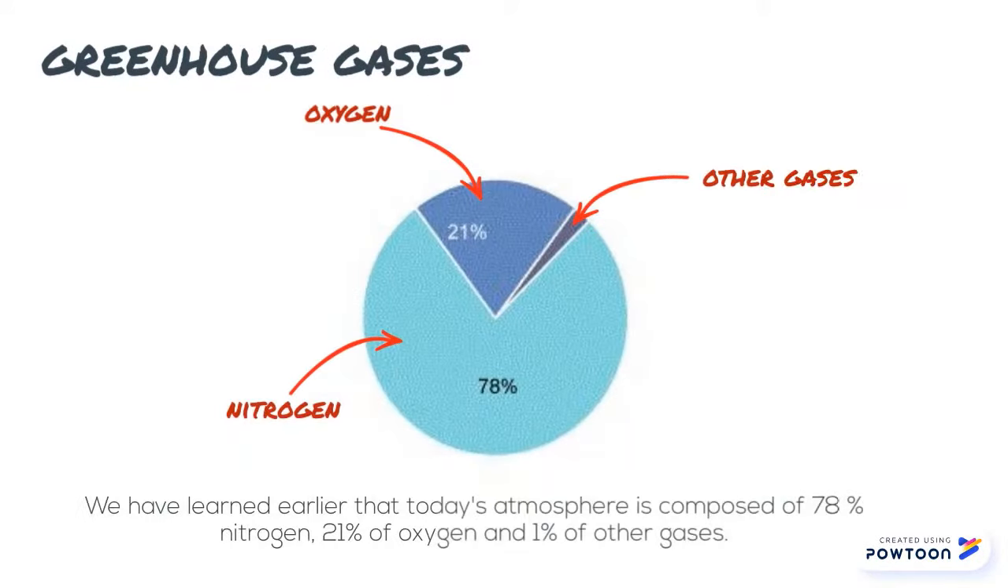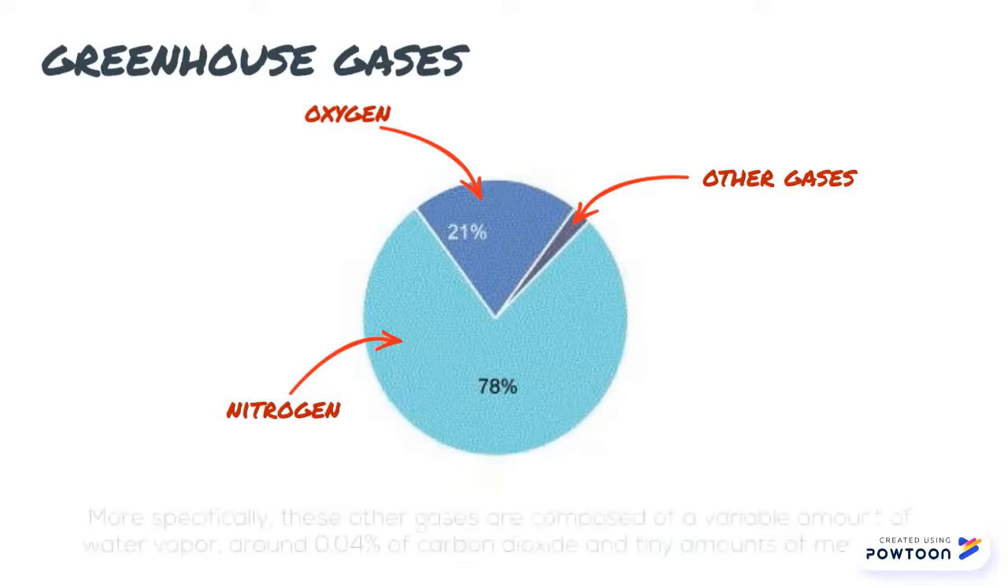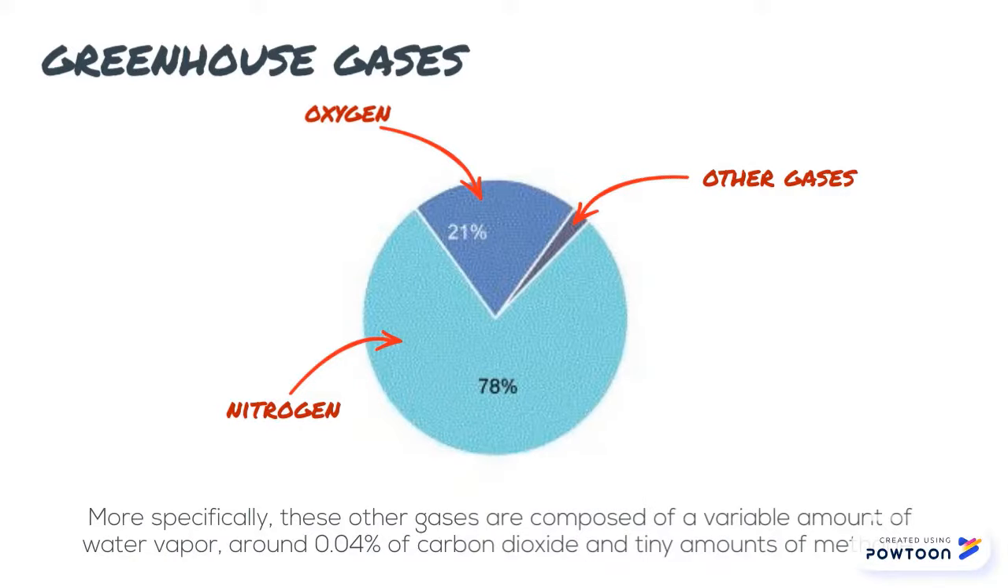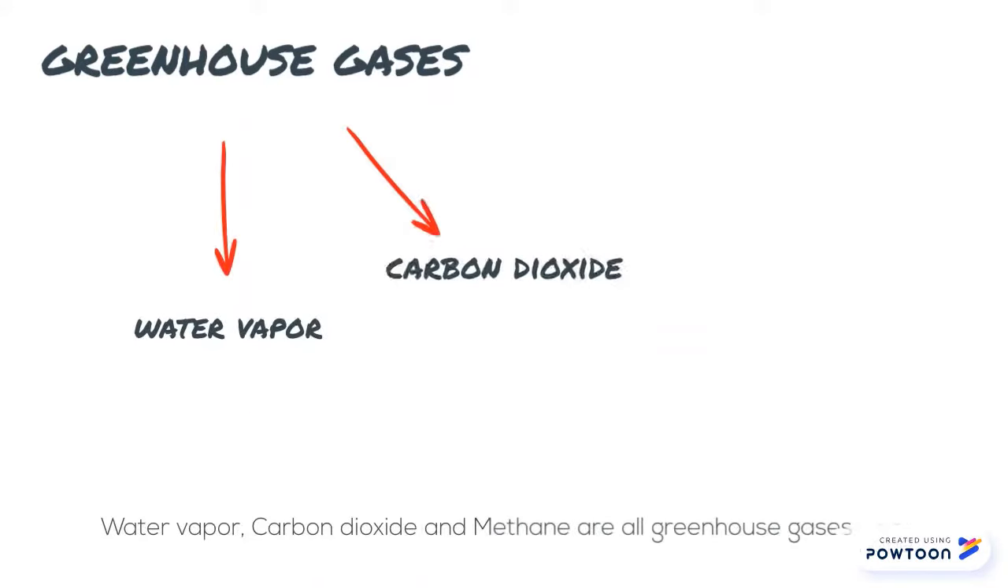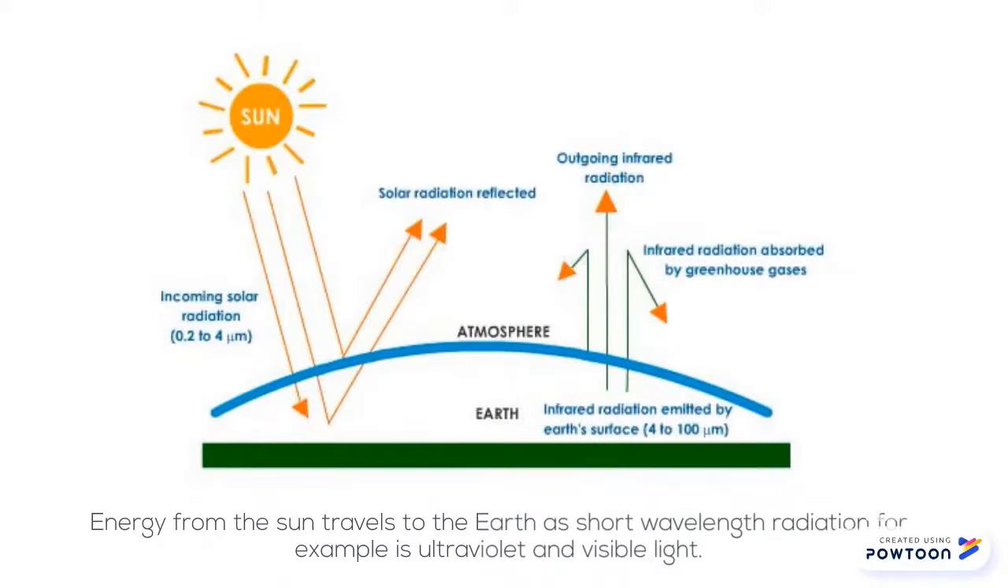We have learned earlier that today's atmosphere is composed of 78% nitrogen, 21% oxygen, and 1% other gases. More specifically, these other gases are composed of a variable amount of water vapor, around 0.04% of carbon dioxide, and tiny amounts of methane. Water vapor, carbon dioxide, and methane are all greenhouse gases. Next would be what greenhouse gases do.